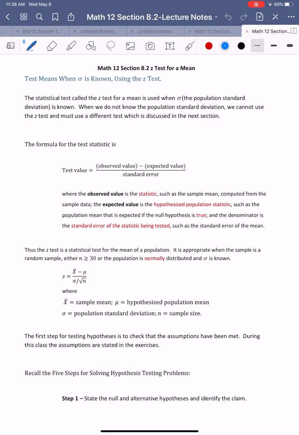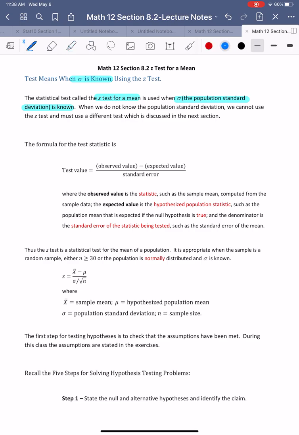Section 8.2, the test for the mean. When sigma is unknown, we use a different test. The z-test for the mean is for when sigma, the population standard deviation, is known. If we do not know the population standard deviation, we cannot use a z-test. The different test is discussed in the next sections.